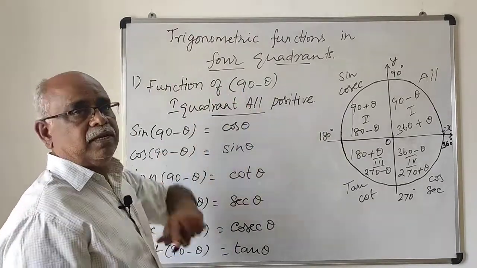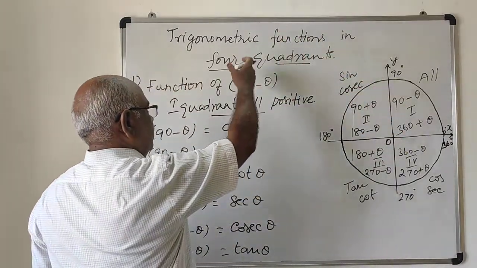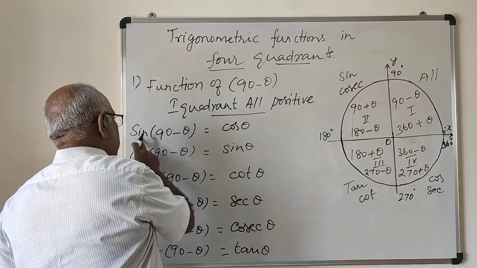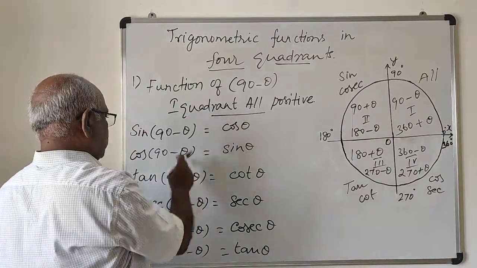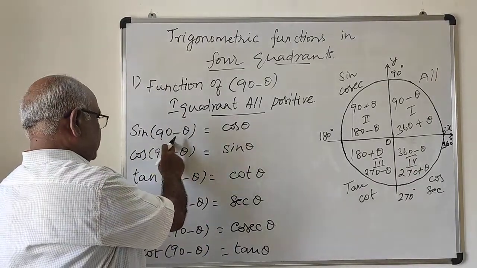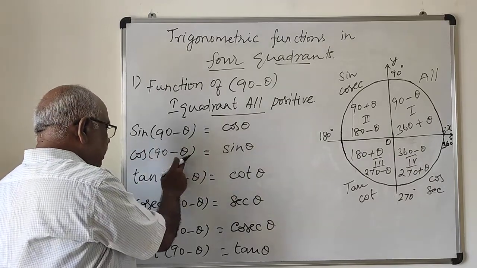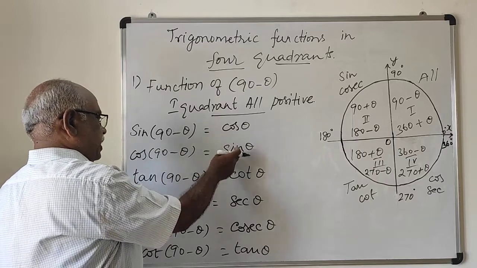The ratios will change. Therefore, for 90 minus theta, it is in the first quadrant and all the ratios are positive. Sin 90 minus theta: 90 changes the ratio, therefore this is cos theta. Since all the ratios are positive, all the answers are positive. Cos 90 minus theta: 90 changes the ratio, therefore this is sin theta.